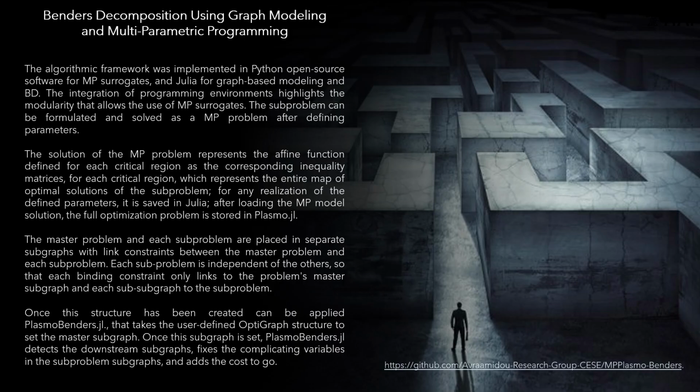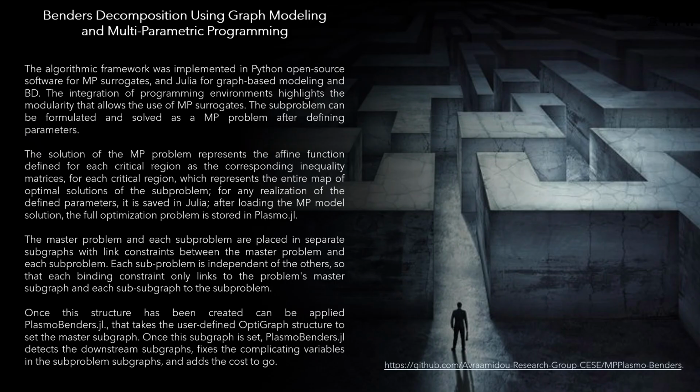The subproblem can be formulated and solved as an MP problem after defining parameters. The solution of the MP problem represents the affine function defined for each critical region, as well as the corresponding inequality matrices for each critical region, which represents the entire map of optimal solutions of the subproblem for any realization of the defined parameters. It is saved in Julia. After loading the MP model solution, the full optimization problem is stored in Plasmo.jl.